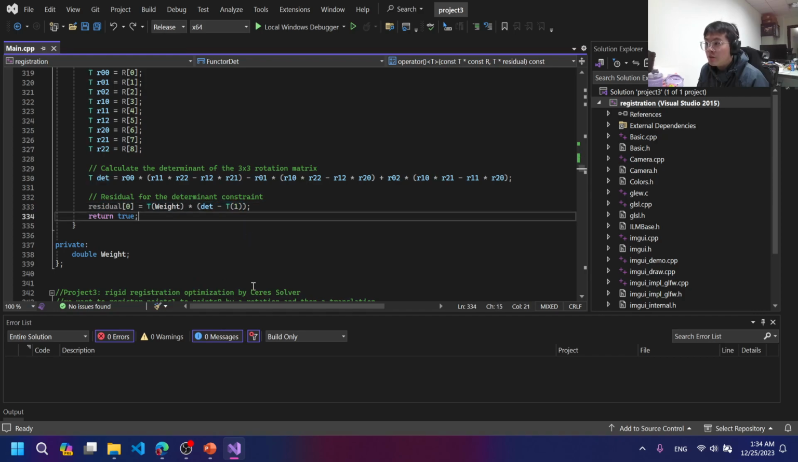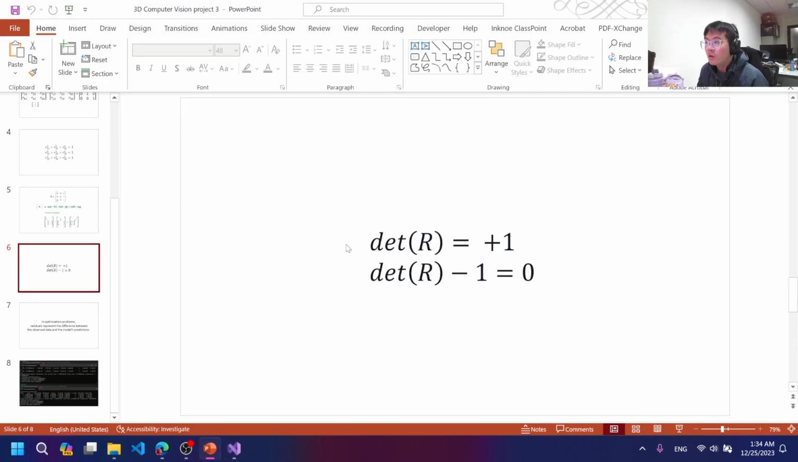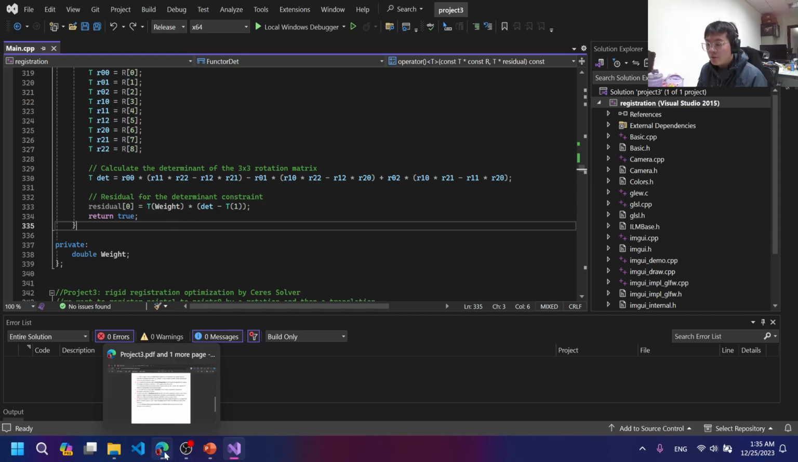Now why? That's because for a rotation matrix to be considered a proper rotation matrix, one of the conditions is that the determinant of R should be positive 1. If we bring it to the other side, it becomes determinant of R minus 1 is equal to 0. So that's why we have this minus 1 over here. And that's how we calculated the residual for the functor det.